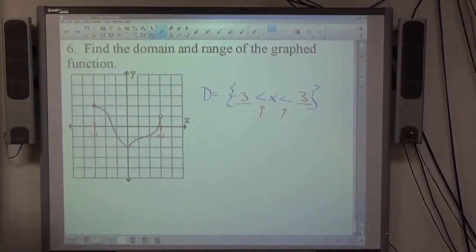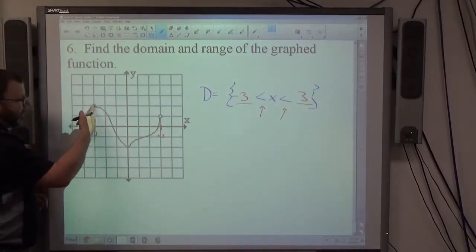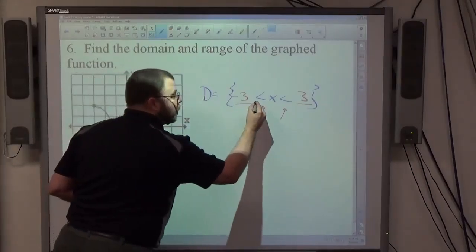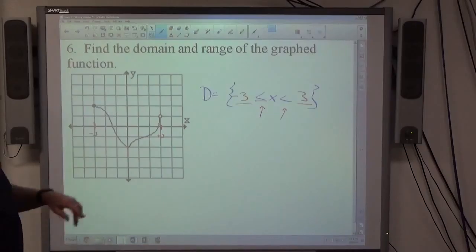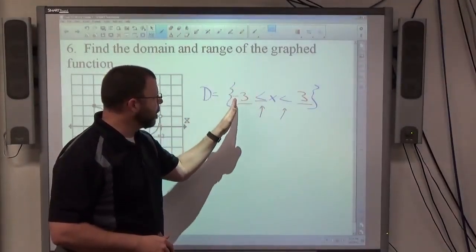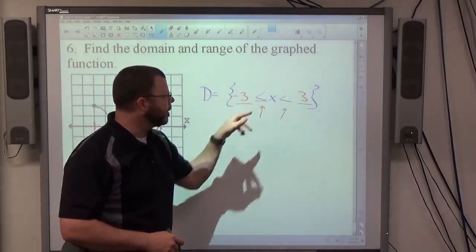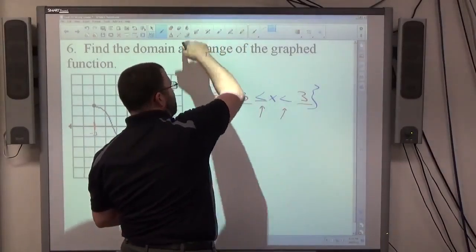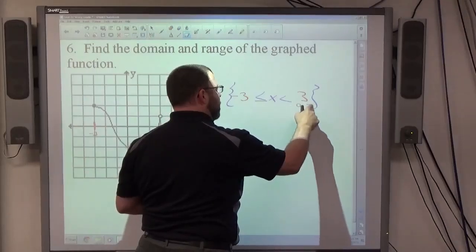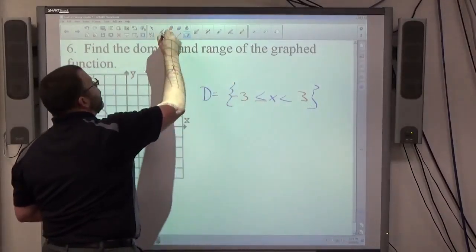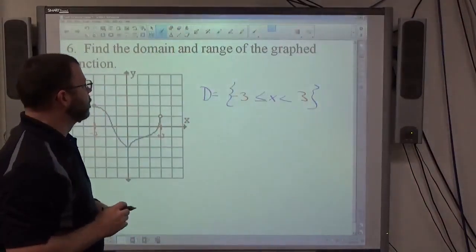And then at negative 3 there's a closed circle, so we're going to put an equals to. At positive 3 there's an open circle, so we keep it just less than. These are always less than symbols. Small number, less than x, less than big number, equals to if necessary, and that's how we get the domain. Alright, so everything written there is exactly what the domain should look like.